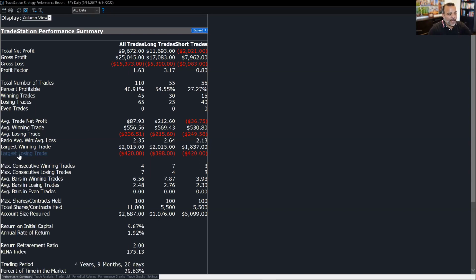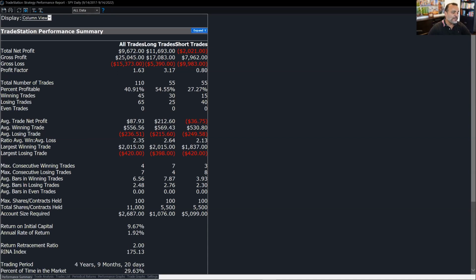On the chart, take a look over here. I reduced my losing trade. Using the one that the strategy picked, my losing trade here was $900. Now I'm down to 400. And I still have a large winning trade. So some of the things you have to take a look at and see what works and what doesn't.